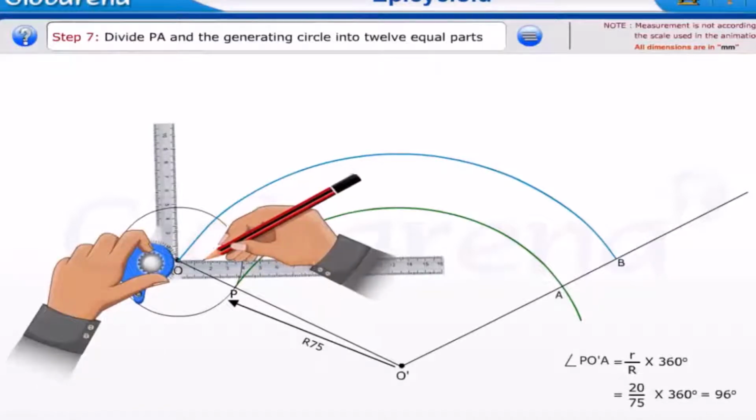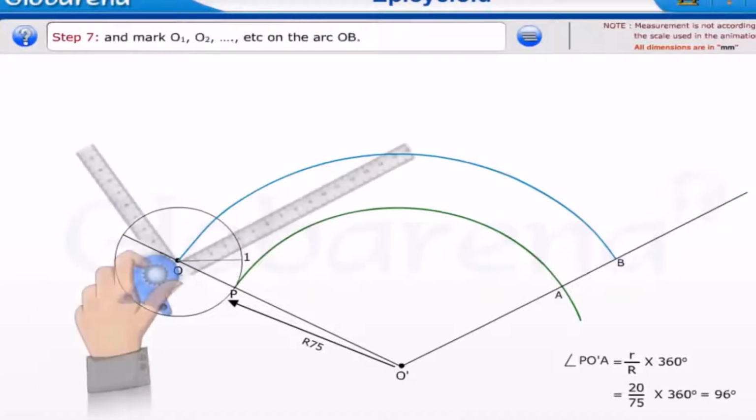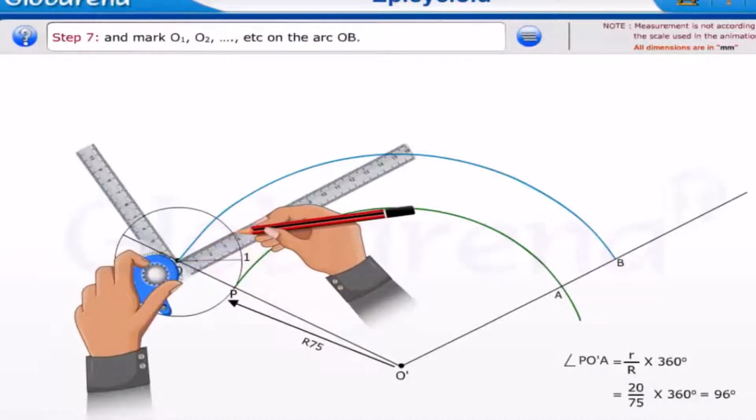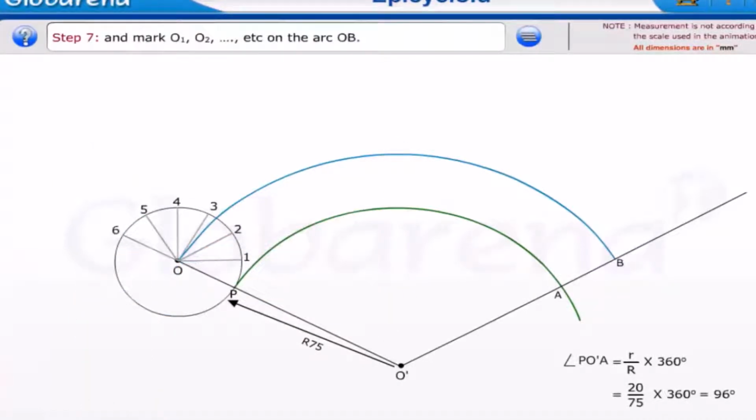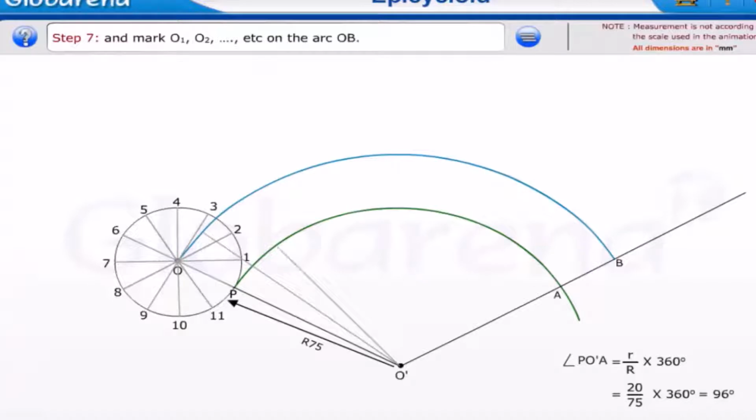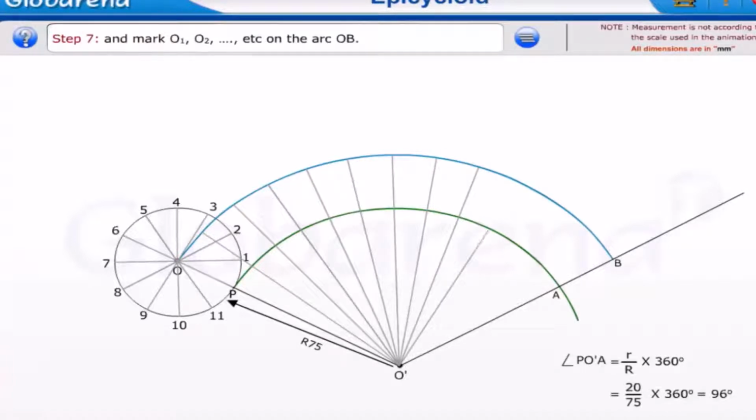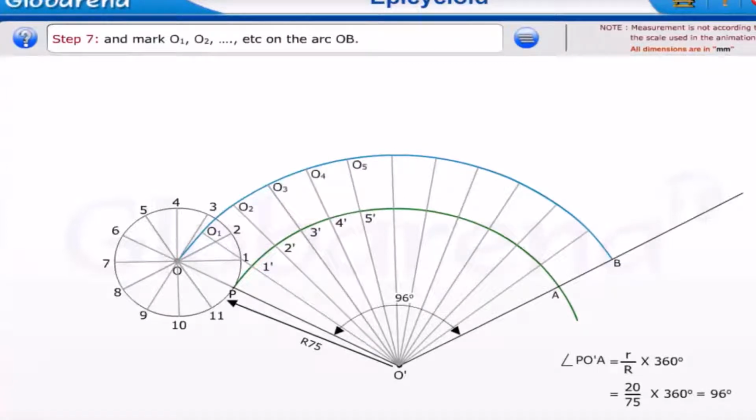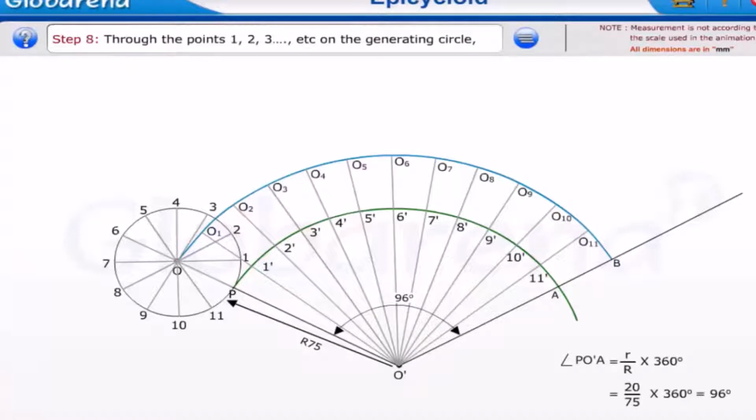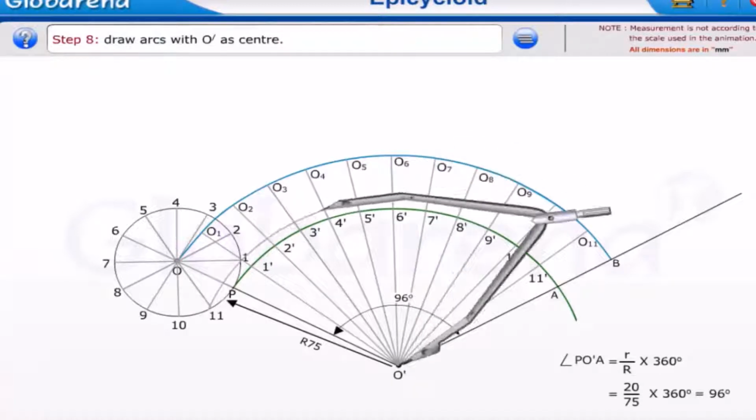Divide PA and the generating circle into 12 equal parts and mark O1, O2, etc. on the arc OB. Through the points 1, 2, 3, etc. on the generating circle, draw arcs with O' as center.